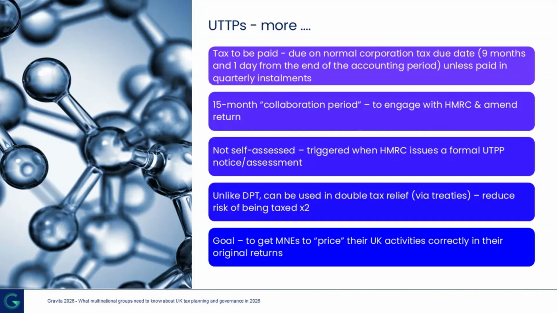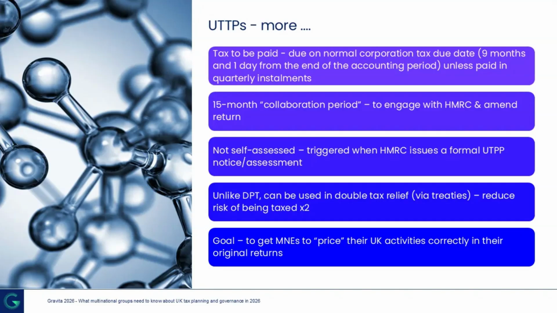So just a little bit more on this unassessed transfer pricing profits. If there is tax to be paid as a result of this, then it becomes due nine months and one day after the accounting period end, or under QIPs, the rules there apply. And of course, as with any other overdue tax, interest charges will apply from that due date on a daily basis.